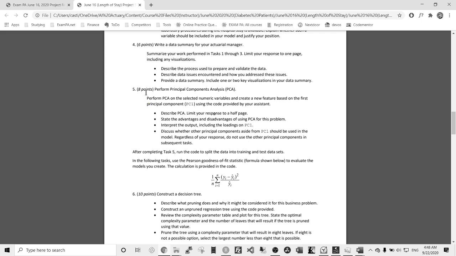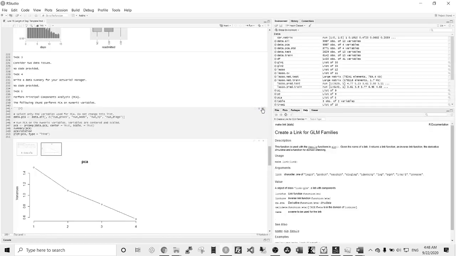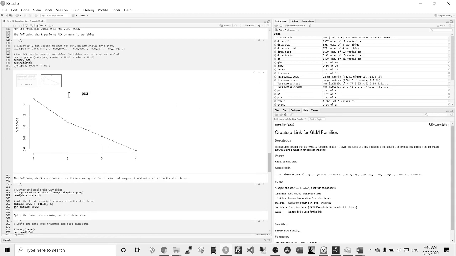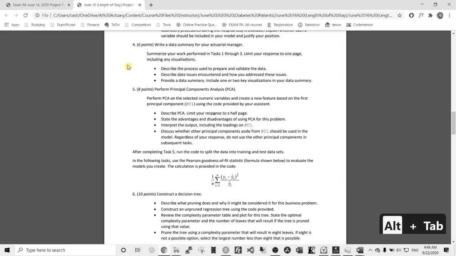So this question is worth 8 points, and it has several parts to it. So let's look at the code to see what they give to us. I see that they have the code here that creates the PCA based on number of procs, number of meds, number of inpatient visits, and number of diagnoses. So first of all, ask yourself, what is principal component analysis? And before you even run the code, you can answer this first part.